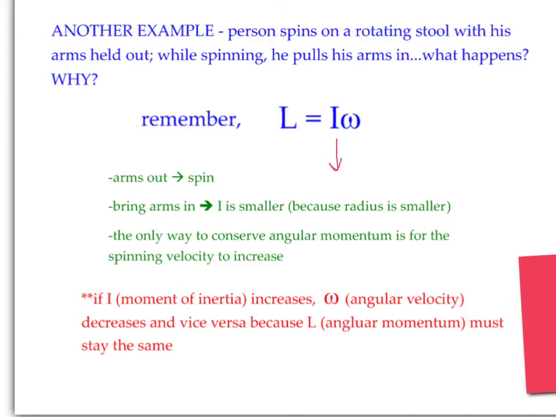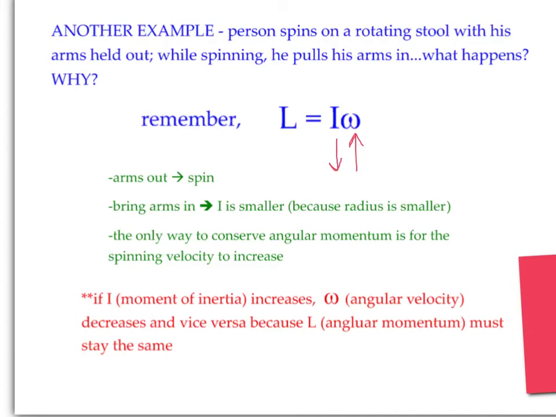Wait, what? So the L stays the same. If the moment of inertia, when she pulls her arms in, is making the I smaller, what does the omega have to do to balance? Bigger. Yep. So the omega side, your angular velocity, if that's increasing, that means you're spinning faster.